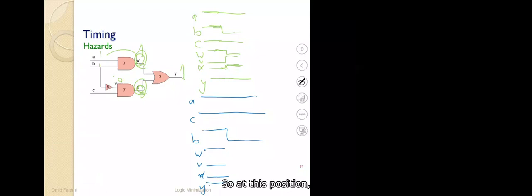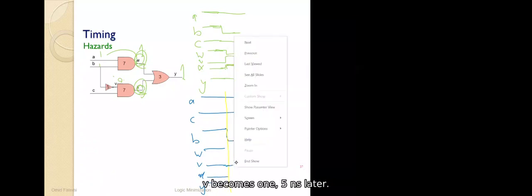Y is 1. So at this position, at this time, B becomes 0. So let's see what happens. B becomes 0. V is the NOT of B, an inverter gate with 5 nanosecond delay. So V becomes 1 with 5 nanosecond delay. V becomes 1, oh, not this blue, the other blue. V becomes 1, but with 5 nanosecond delay, not at the position of the yellow dot. So 5 nanosecond later, V becomes 1.